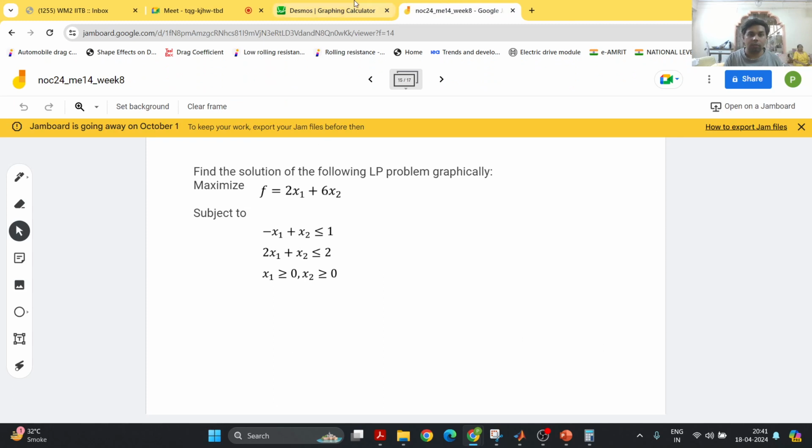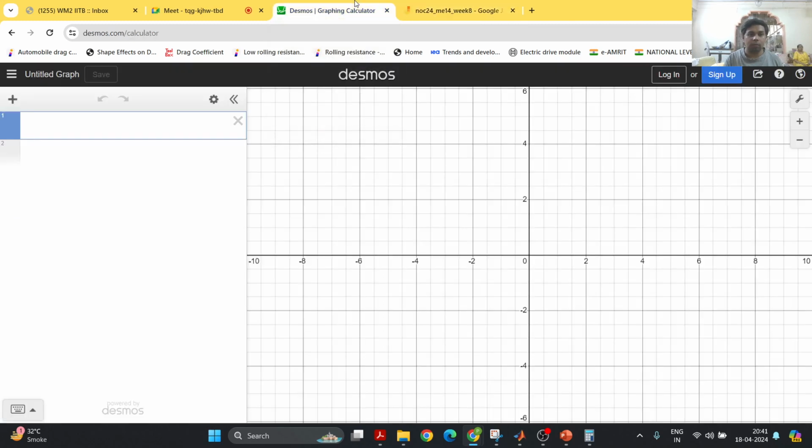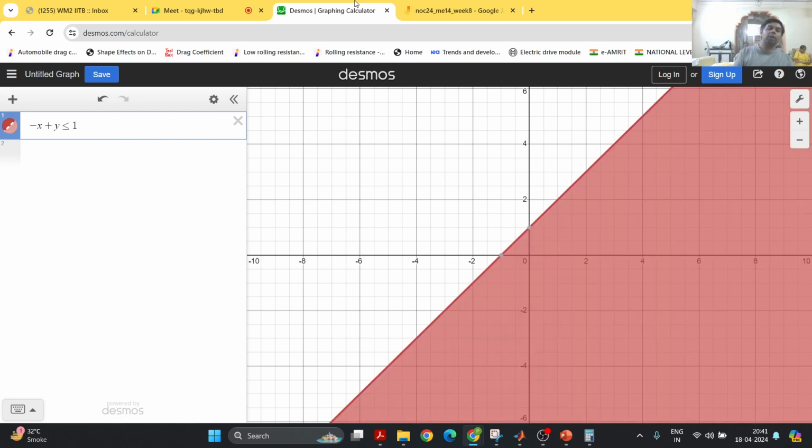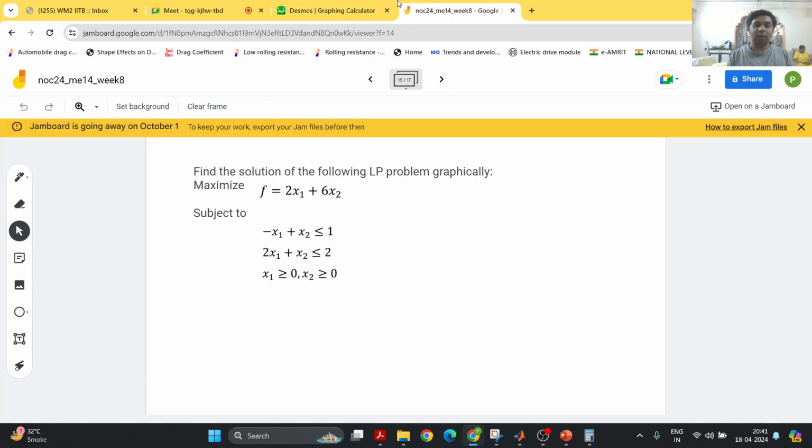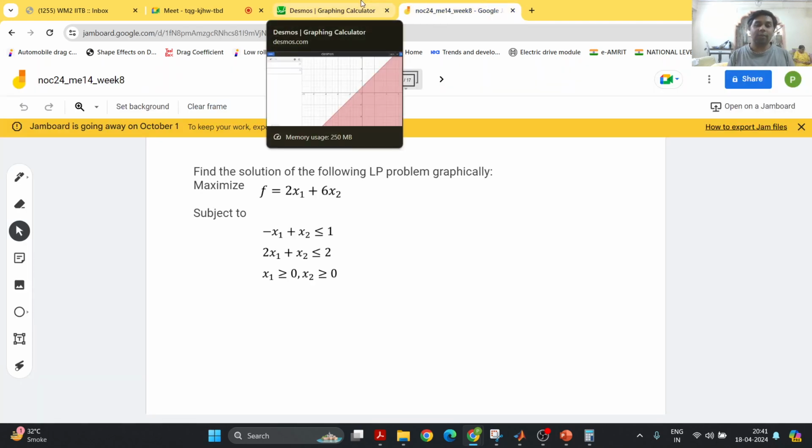Minus x1 plus x2 less than or equal to 1. You have to put it in terms of x and y here because it doesn't recognize x1 and x2. Minus x plus y less than or equal to 1. Oh, okay. Put the next equation. So I have to press enter. Yeah, that's all. Wow, nice.